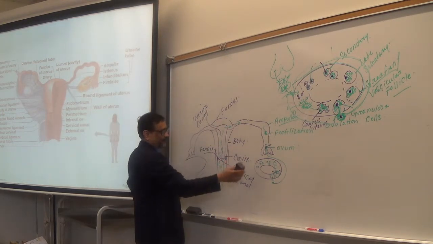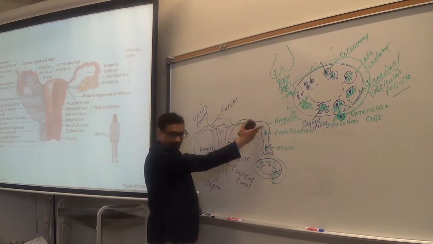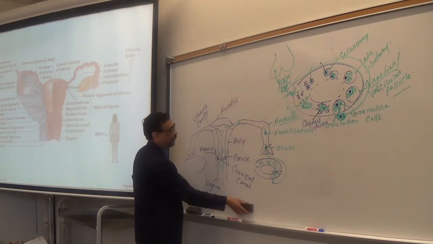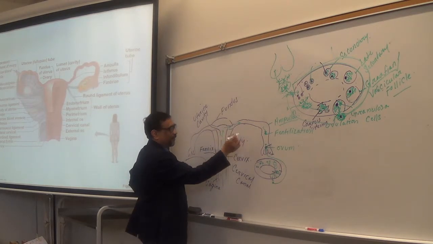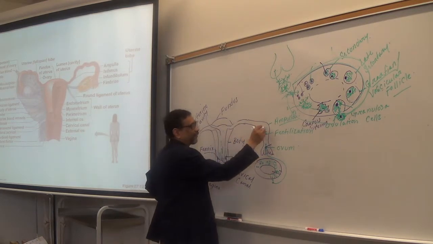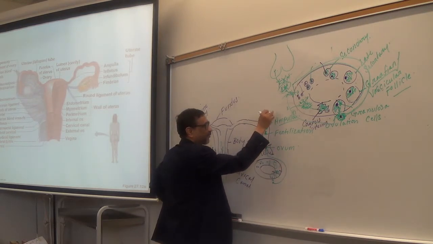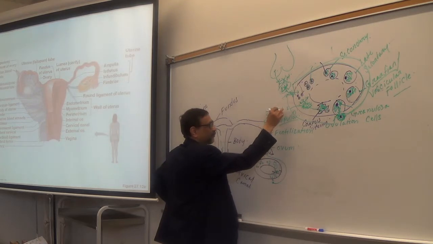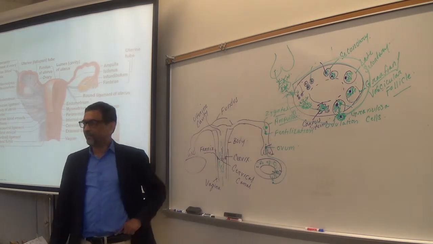Can it happen anywhere else, or does it? Yeah, okay, it can happen anywhere else. Most of the time it happens there. Okay. Now, after fertilization, the fertilized egg, or ovum, the fertilized ovum is called the zygote. Zygote is the fertilized ovum.